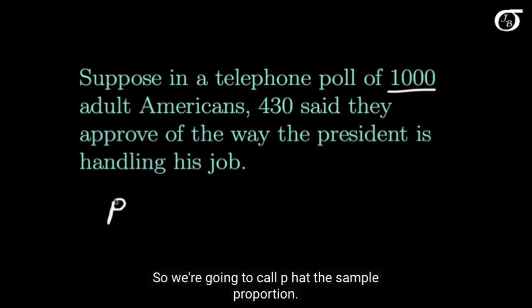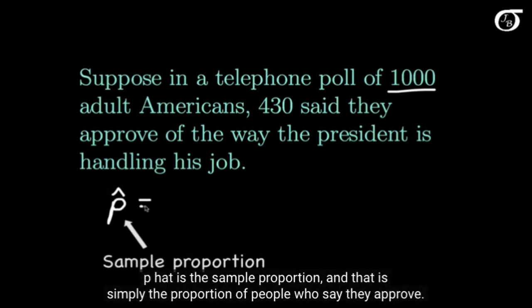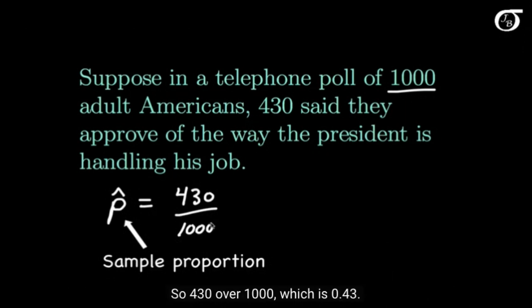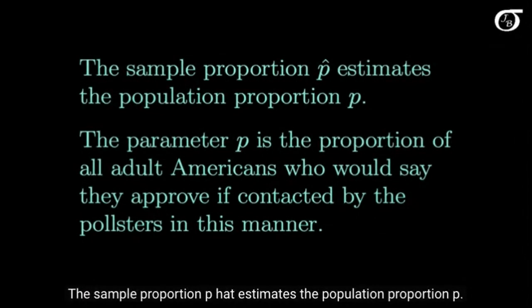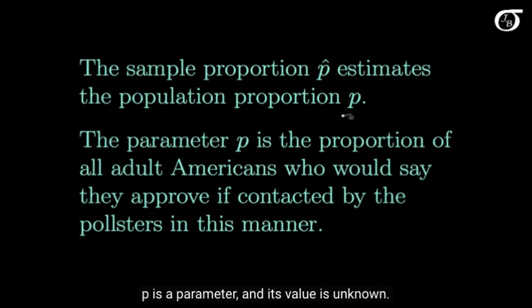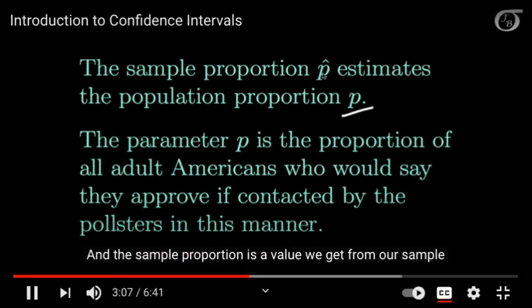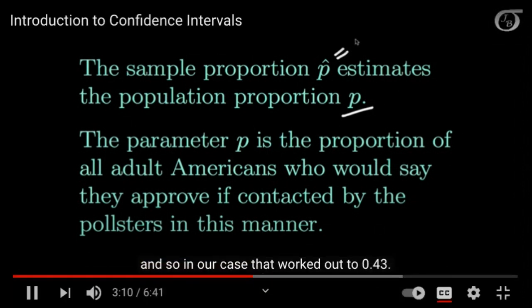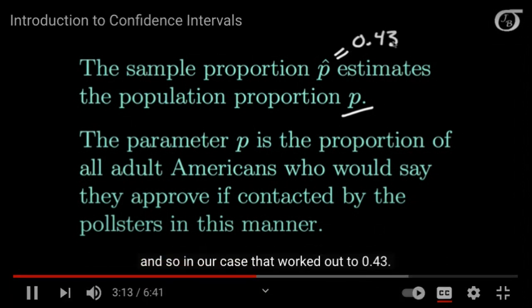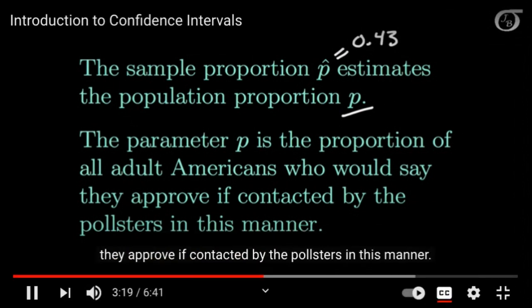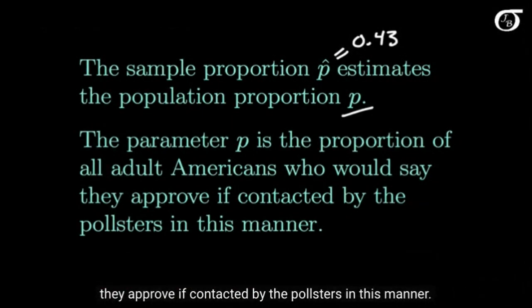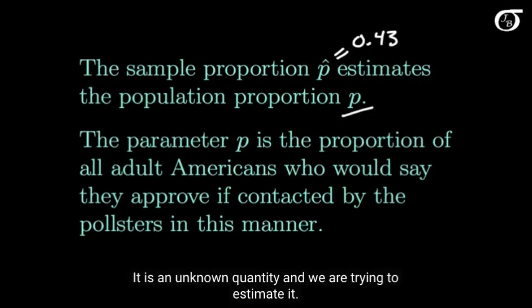We're going to call p-hat the sample proportion. P-hat is simply the proportion of people who say they approve: 430 over 1,000, which is 0.43. The sample proportion p-hat estimates the population proportion p. P is a parameter, and its value is unknown, while the sample proportion is a value we get from our sample, which worked out to 0.43. Here, the parameter p is the proportion of all adult Americans who would say they approve if contacted by the pollsters in this manner. It is an unknown quantity, and we are trying to estimate it.